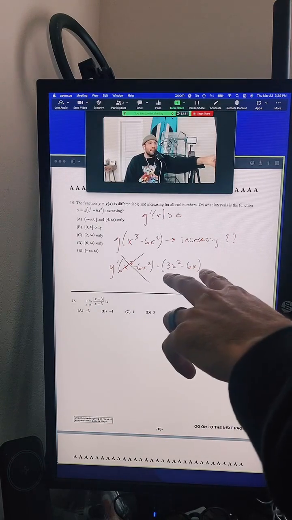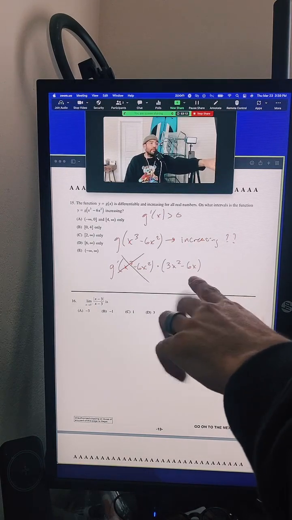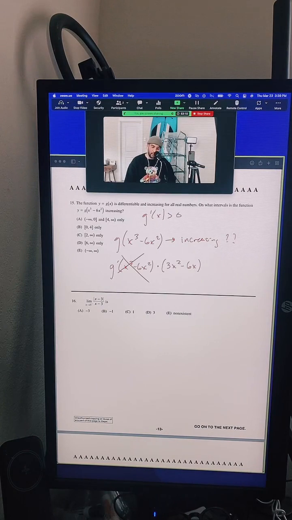So if we try to find the values of this, or the critical points of this parentheses here, we can go ahead and factor out a 3x and get x minus 2 in the parentheses. So now we have two critical points. We have 0 and 2. And we can go ahead and plot those into the number line. So we can test -1, we can test 1, and we can test 3.